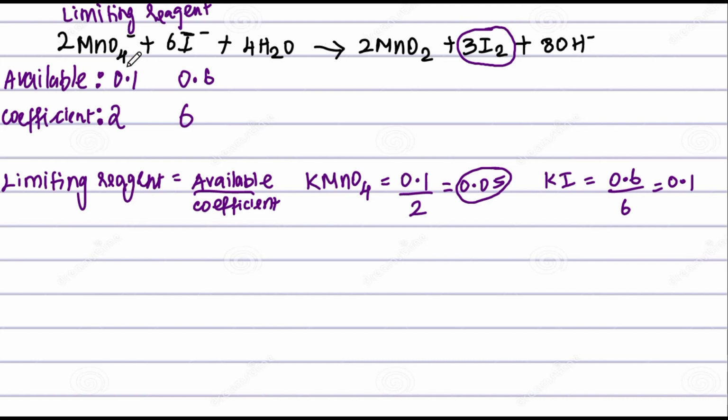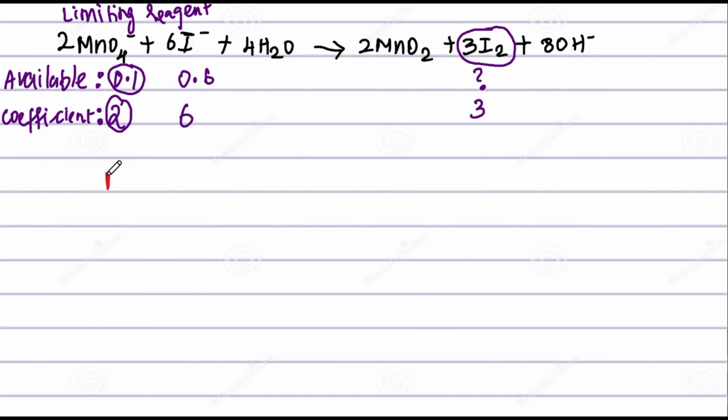So in this question, the available number of moles of MnO4 minus is 0.1. So how many moles of I2 will be formed? Let us compare that with the coefficient. The coefficient of MnO4 minus is 2 and the coefficient of I2 is 3. So let us compare them. So let me erase the remaining. So here we are comparing MnO4 minus and I2. So according to the coefficient, 2 moles of MnO4 minus give 3 moles of I2.